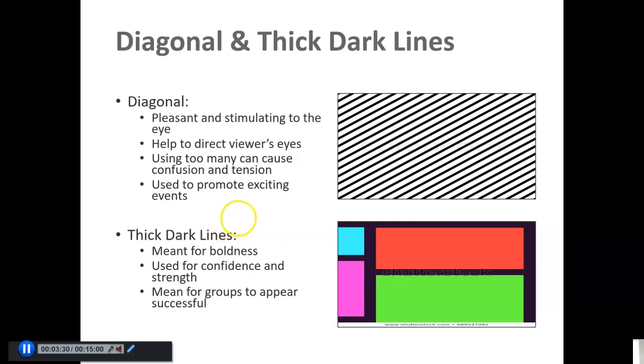Then you also have thick, dark lines. These are meant for boldness, used for confidence and strength. They're meant for groups to appear successful. You tend to see these a lot in movie posters and music concert posters. Anything that's pumping up an event, you tend to see this. Or they're just very confident in their work and they know what they're producing, so you'll see a lot of thick, dark lines.